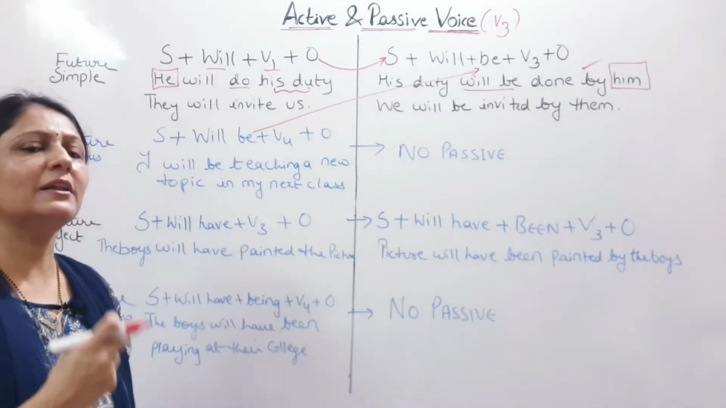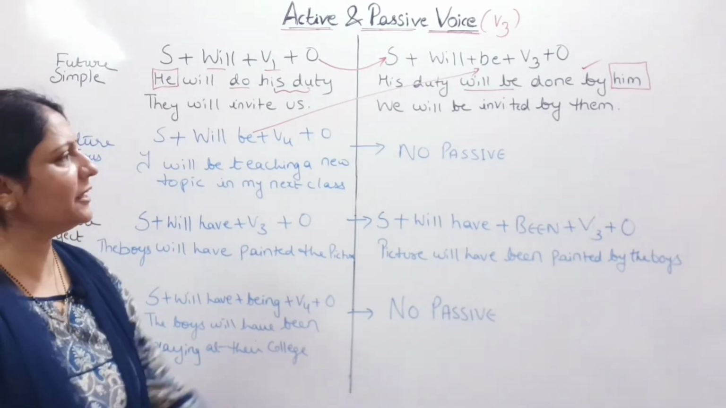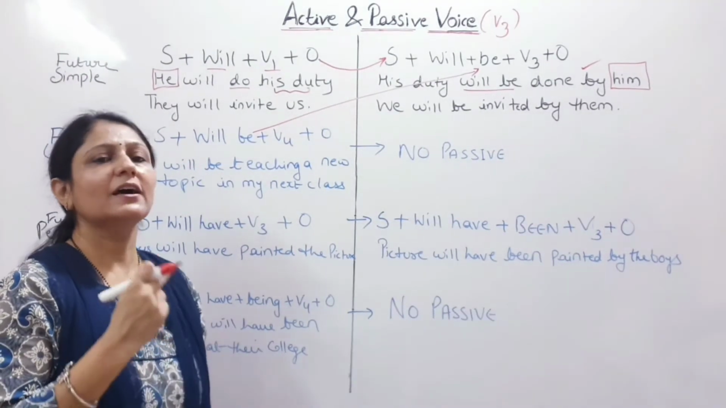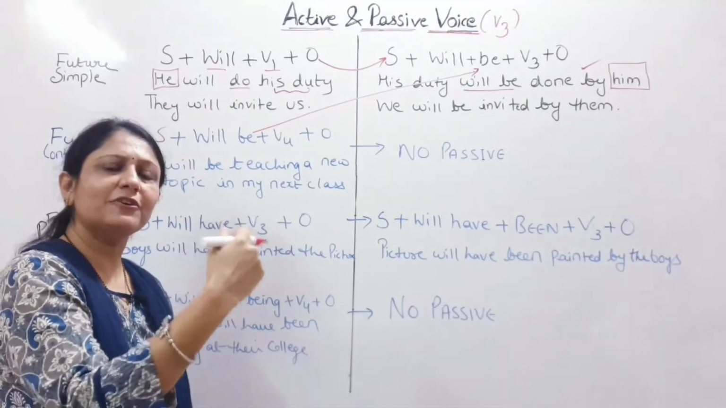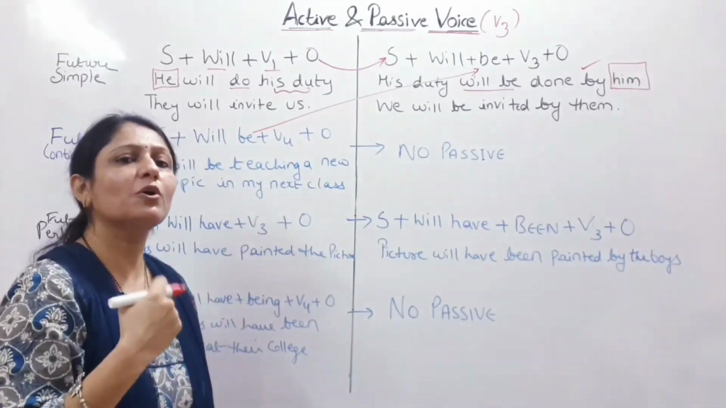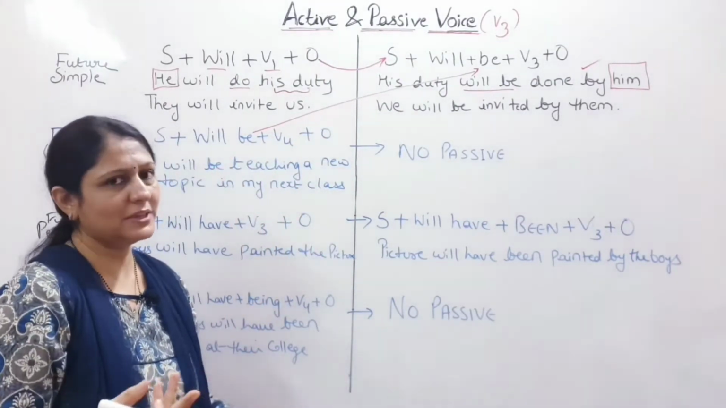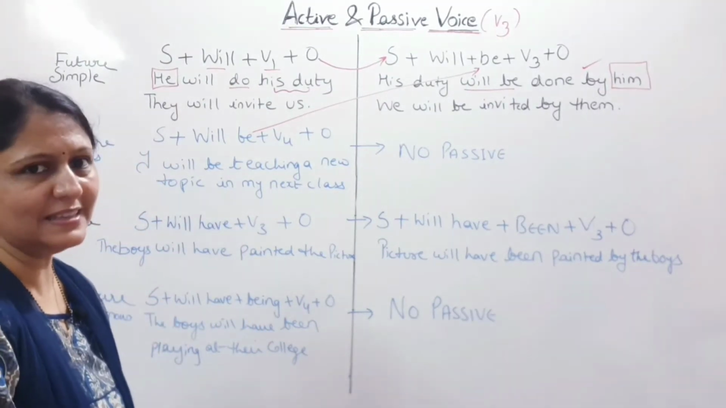For example, Ravi will sing a song. What will it be in passive voice? Very easy. A song will be sung by Ravi. I will go to market tomorrow. Market will be gone by me tomorrow. Very simple. So, the tenses in passive voice are as simple as these.